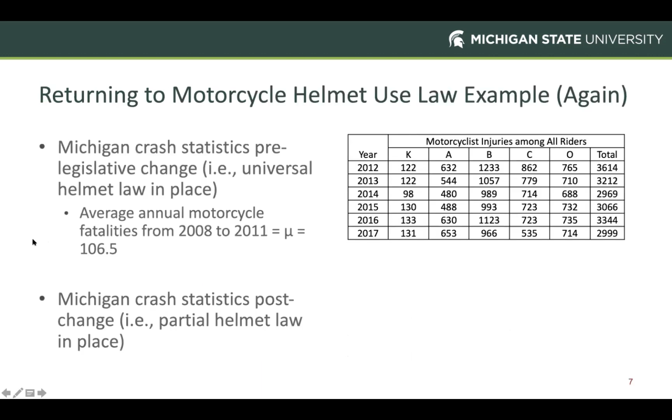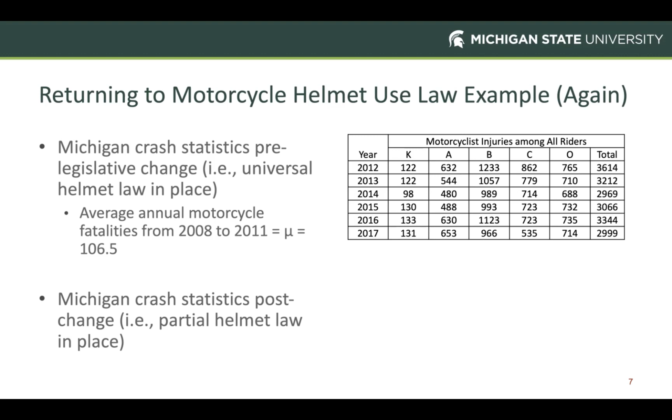And so what we're going to do now, we're going to circle back to the motorcycle helmet law example that we had talked about in previous lectures. And so we had indicated in the past that our parameter of interest that we were comparing to, so prior to the helmet law being weakened, we averaged 106.5 fatalities per year. And that was over the 4-year period from 2008 to 2011. So the 4 years leading into that change.